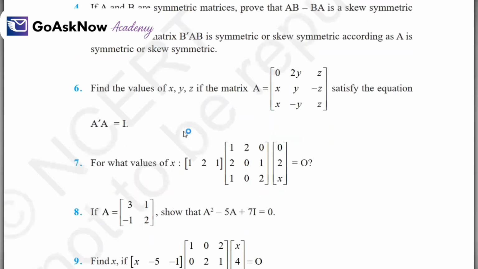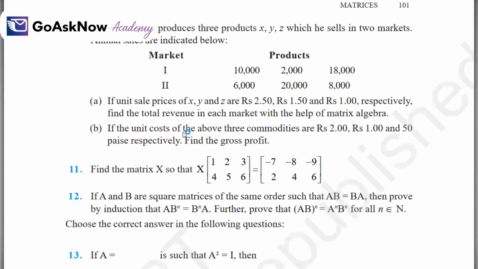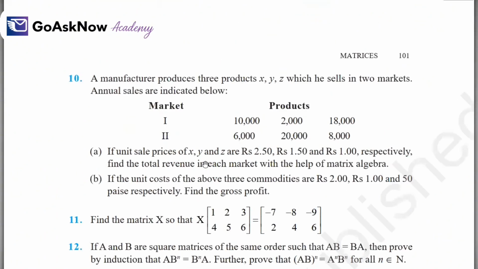So these questions are all easy if you try to do them. If you find any difficulty, you can comment in the chat box and we will answer that question. I hope that you understood whatever I told you today. If you have any doubt, you can comment. These are not very important for your board level, but if you want to practice, you can do these questions.